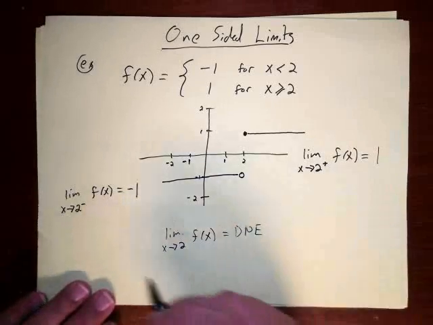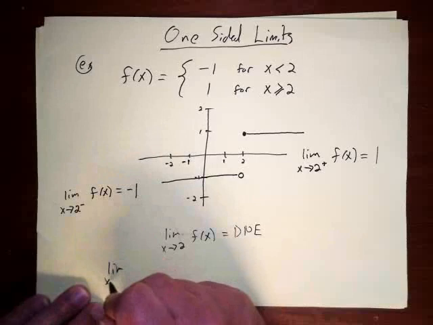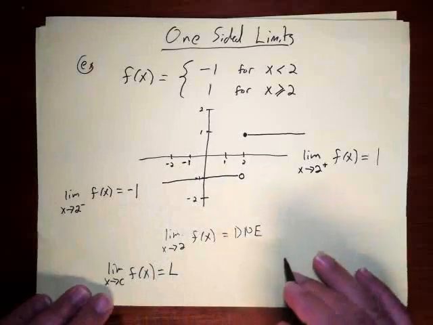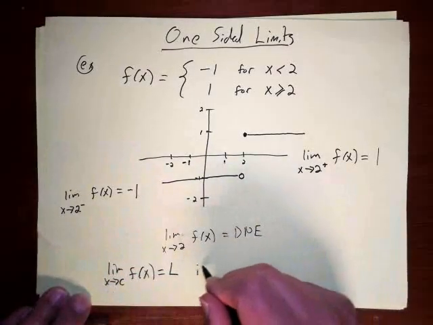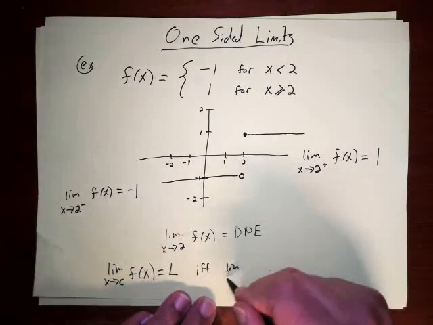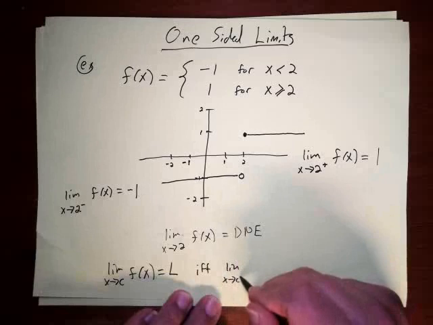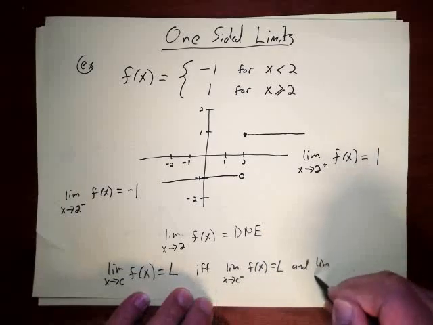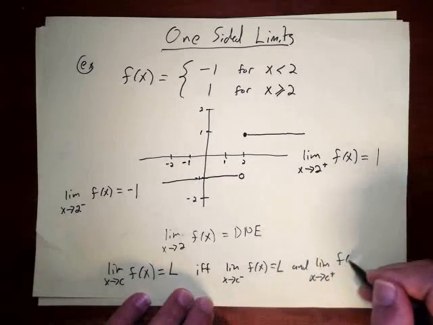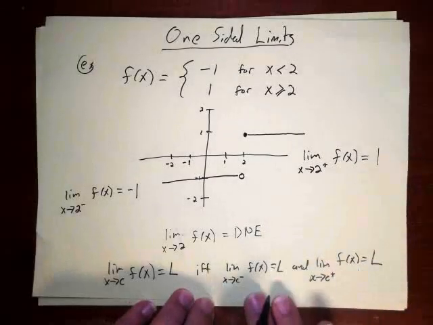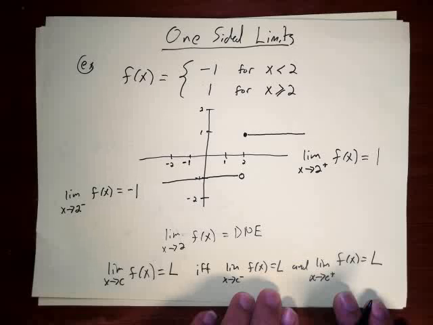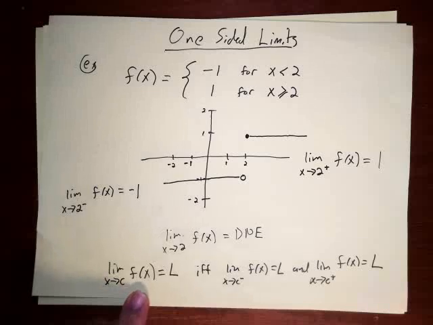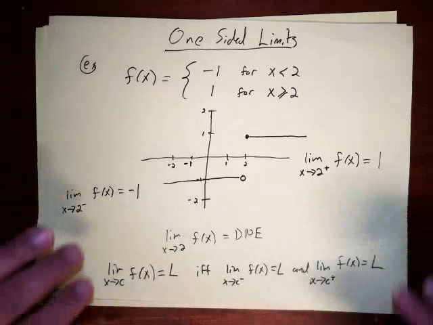At least intuitively, this is how you would define one-sided limits. Basically, the limit as x approaches c of f of x equals L if and only if the limit as x approaches c from the negative side of f of x is equal to L, and the limit as x approaches c from the positive side of f of x is equal to L. In other words, the two one-sided limits have to both exist, and they have to approach the same value in order for the limit to exist.